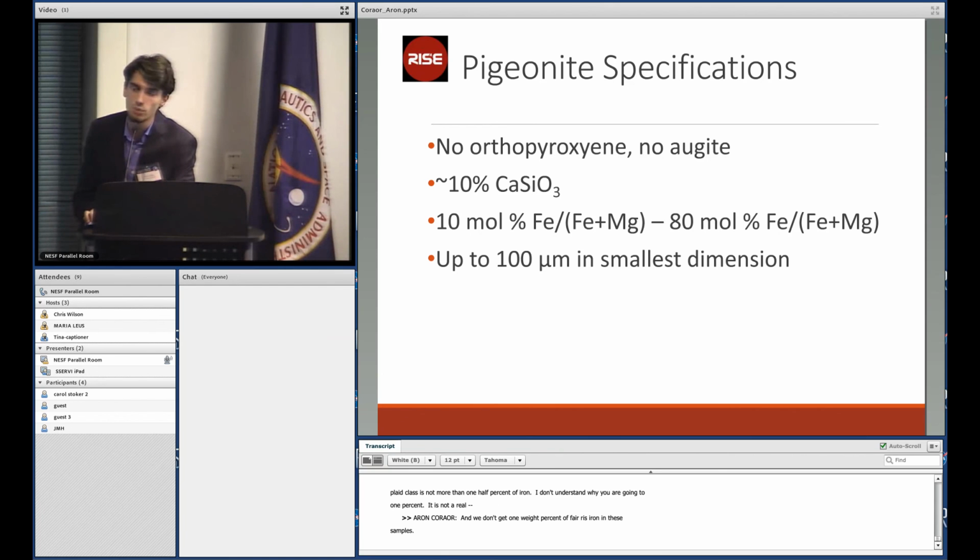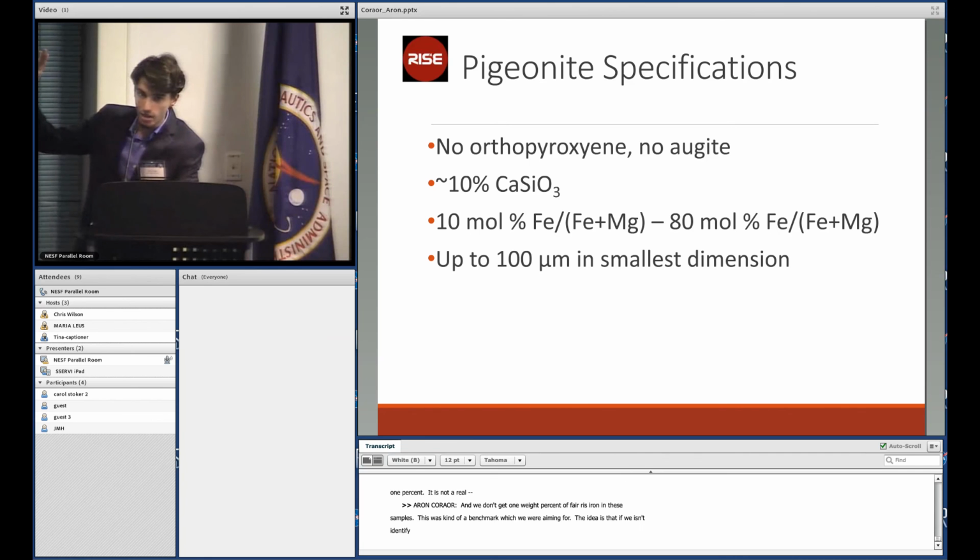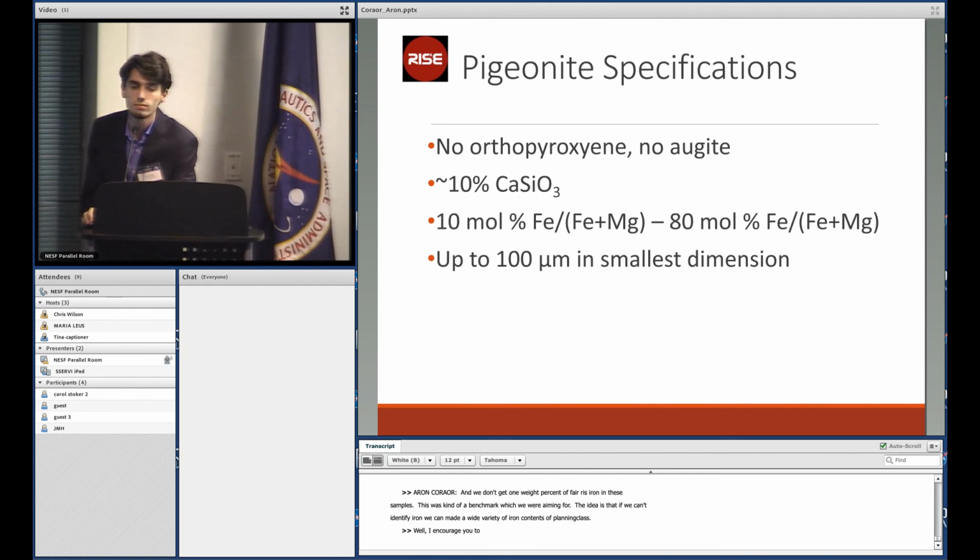The idea is that if we can identify iron content of plagioclase, we can make a wide variety of iron contents of plagioclase. Okay. Well, I encourage you, for the lunar and some of the asteroid applications, to do it between 0.1% to maybe 0.5%. That's sort of the range. That's actually the iron contents we're getting, around 0.3% actually. Oh, great. Okay, well, I look forward to it.